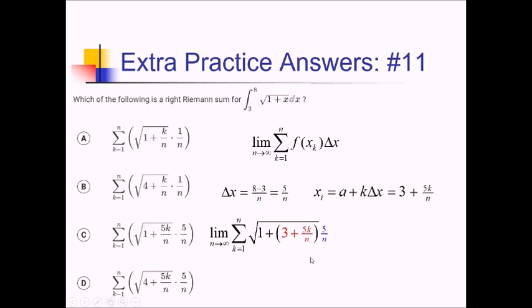However, they did something a little bit sneaky. If you look, you see some of these answer choices have a 4 in them. Well, where's that 4 coming from? Oh, we've got 1 plus 3, which is 4. So if we simplify this just a teensy little bit, we have 4 plus 5k over n. We have a 5 over n. And that is going to match answer choice D.